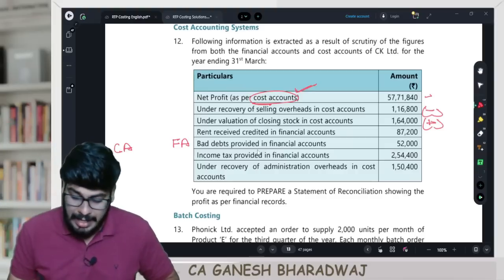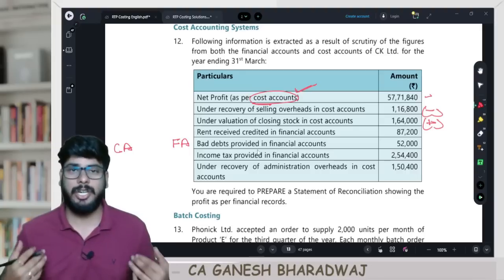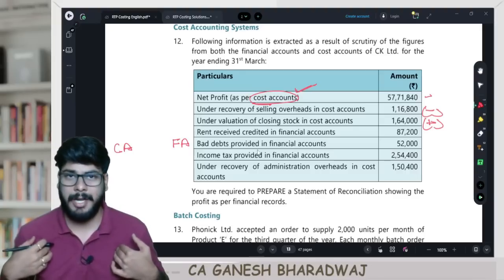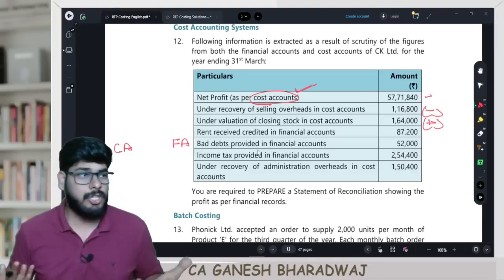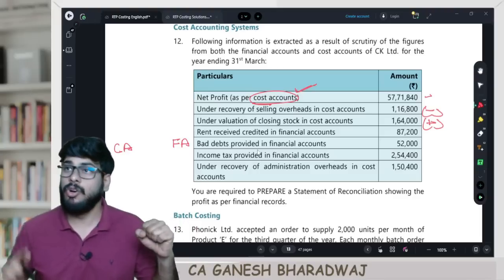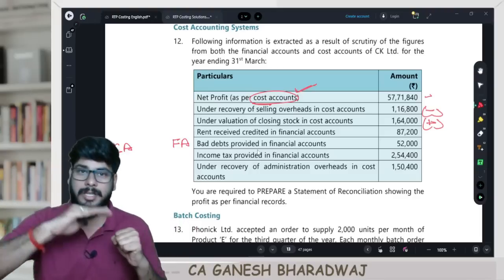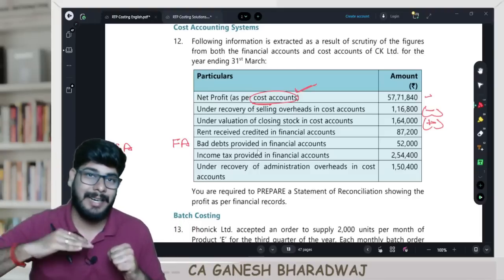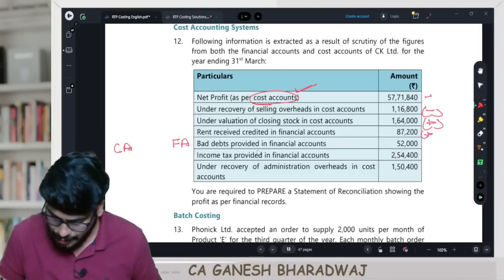The next one. Rent received credited in financial accounts. So rent received is a non-operating income, right? So is it considered in costing profit? No, but in financial profit, it needs to be considered. So now how do you do this? It's a credit item. You need to add this. Are you clear with this?